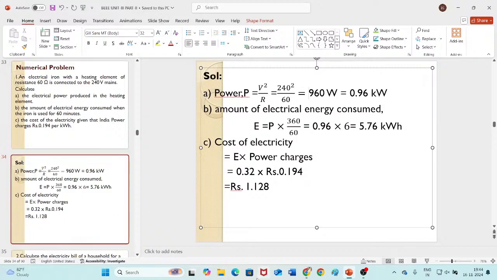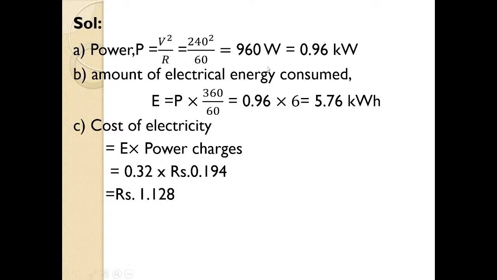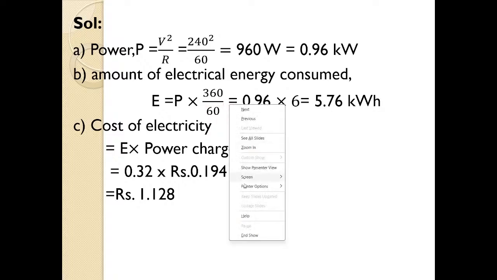Okay, you convert that 960 watts to kilowatts. Divide it by 1000, you will get 0.96 kilowatts. Next, they have asked us to determine the electrical energy consumed. How much electrical energy is consumed? So, power into time of operation.